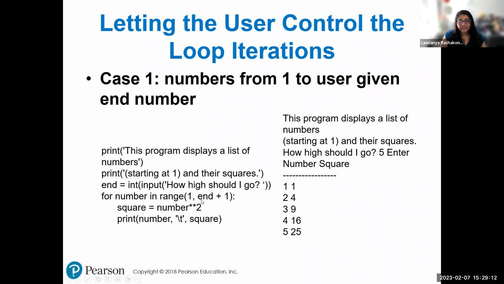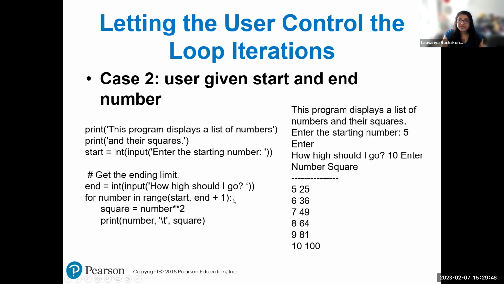So for num in range(1, n + 1). If the user has entered 5, the user will be expecting to see the numbers and their squares from 1, 2, 3, 4, and 5, right? Because the user wants to see the numbers from 1 to 5. If you do not have a plus 1 here, then the user will only see up to 4, because 5 is not inclusive, since it is our second argument. That is the reason you should make sure you are adding plus 1.